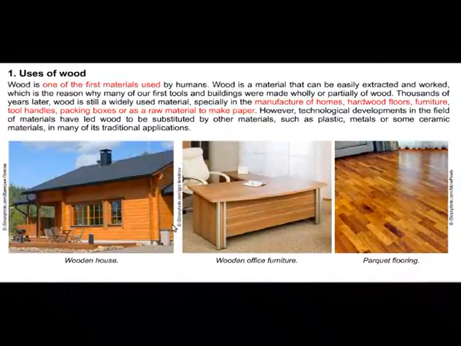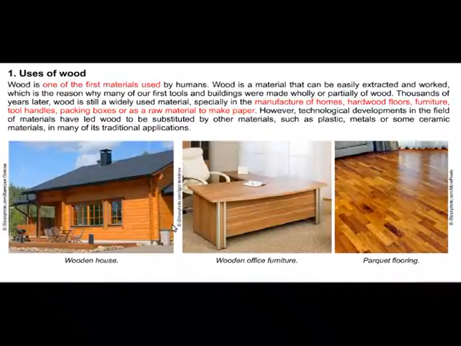Uses of wood. Wood is one of the first materials used by humans. Wood is a material that can be easily extracted and worked, which is the reason why many of our first tools and buildings were made wholly or partially of wood.